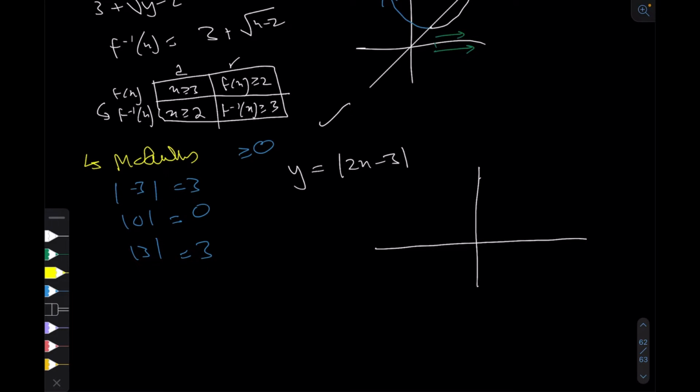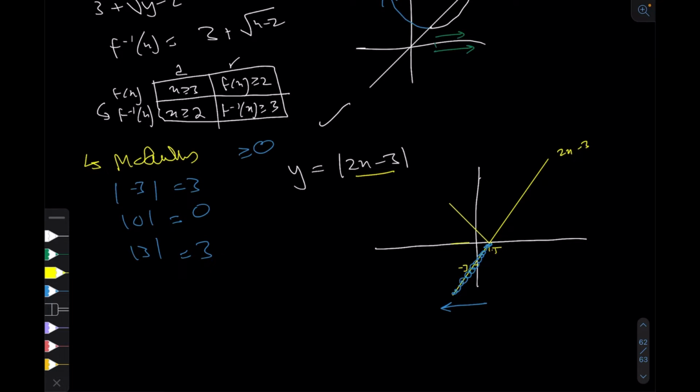So the normal graph of 2x minus 3 looks something like this. This is minus 3, this is 1.5. But we know that modulus can never give a negative value, so just chop off these values. This won't be part of the graph. But you may ask, what about values that are less than 1.5? Well, you basically reflect them on the x-axis.